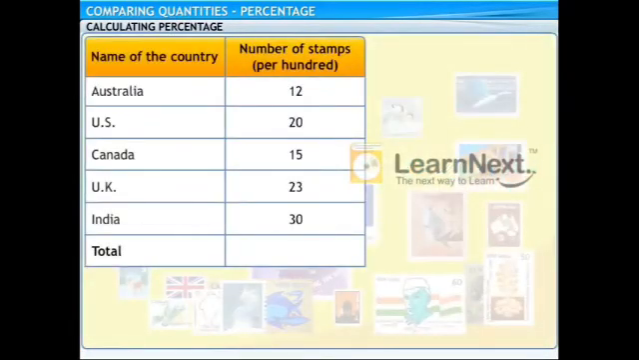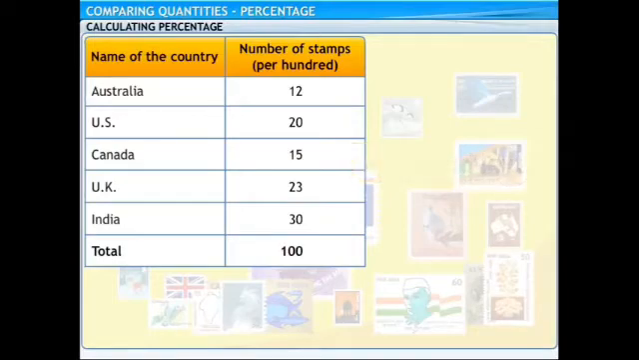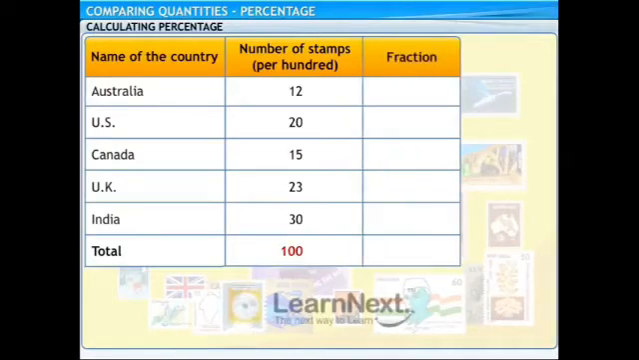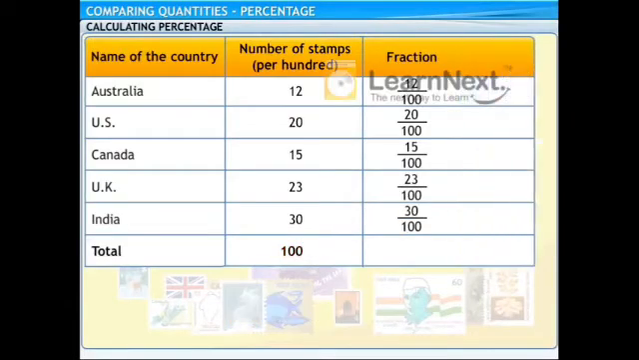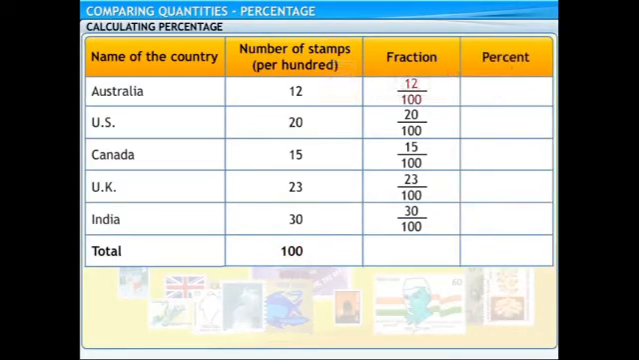Here's a table created by Rima, which helps her keep a track of her various stamps. There are 100 stamps in all, so the number of stamps from each country can be written as fractions with 100 as the denominator. In Rima's stamp collection, 12 out of 100 stamps are from Australia, so 12% of her stamps are Australian.